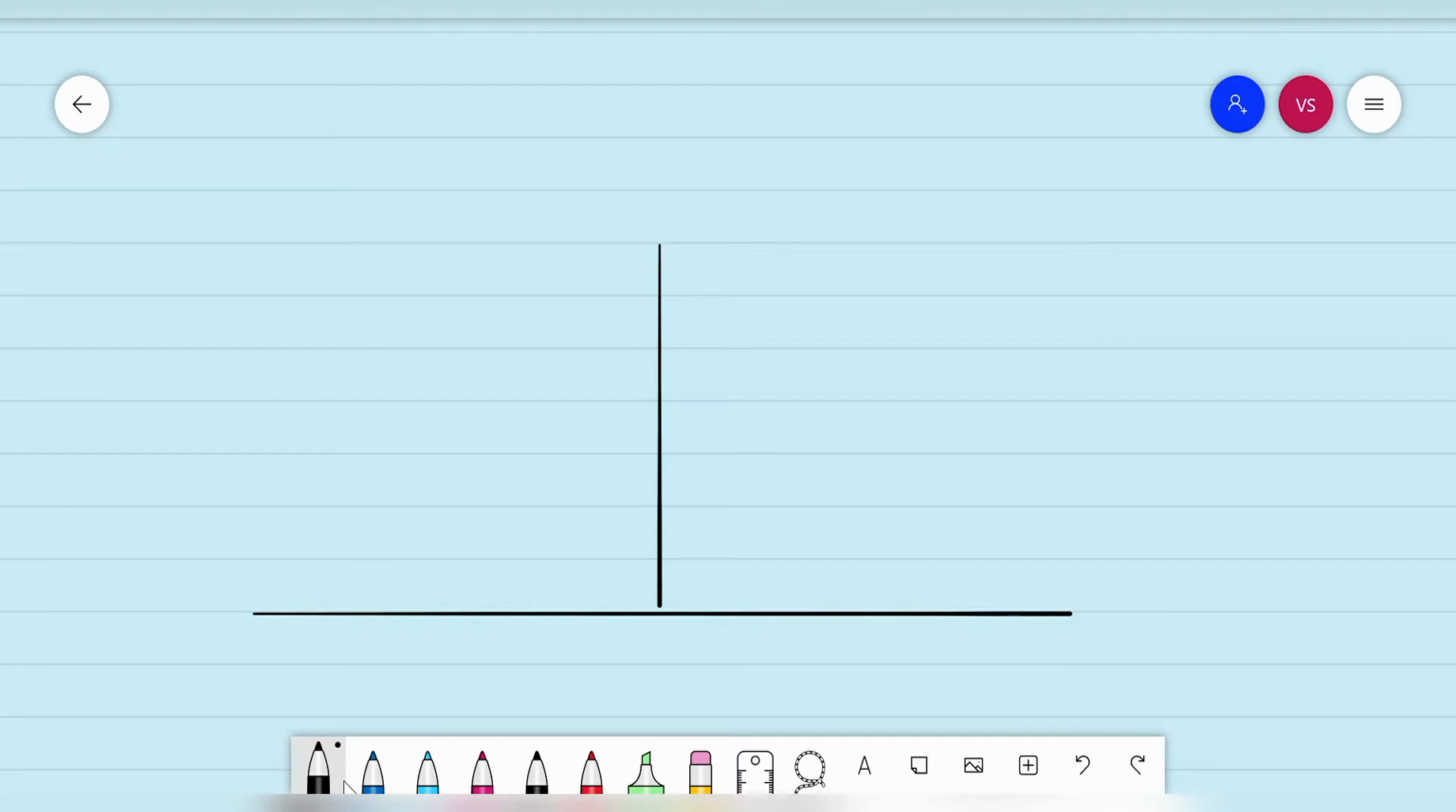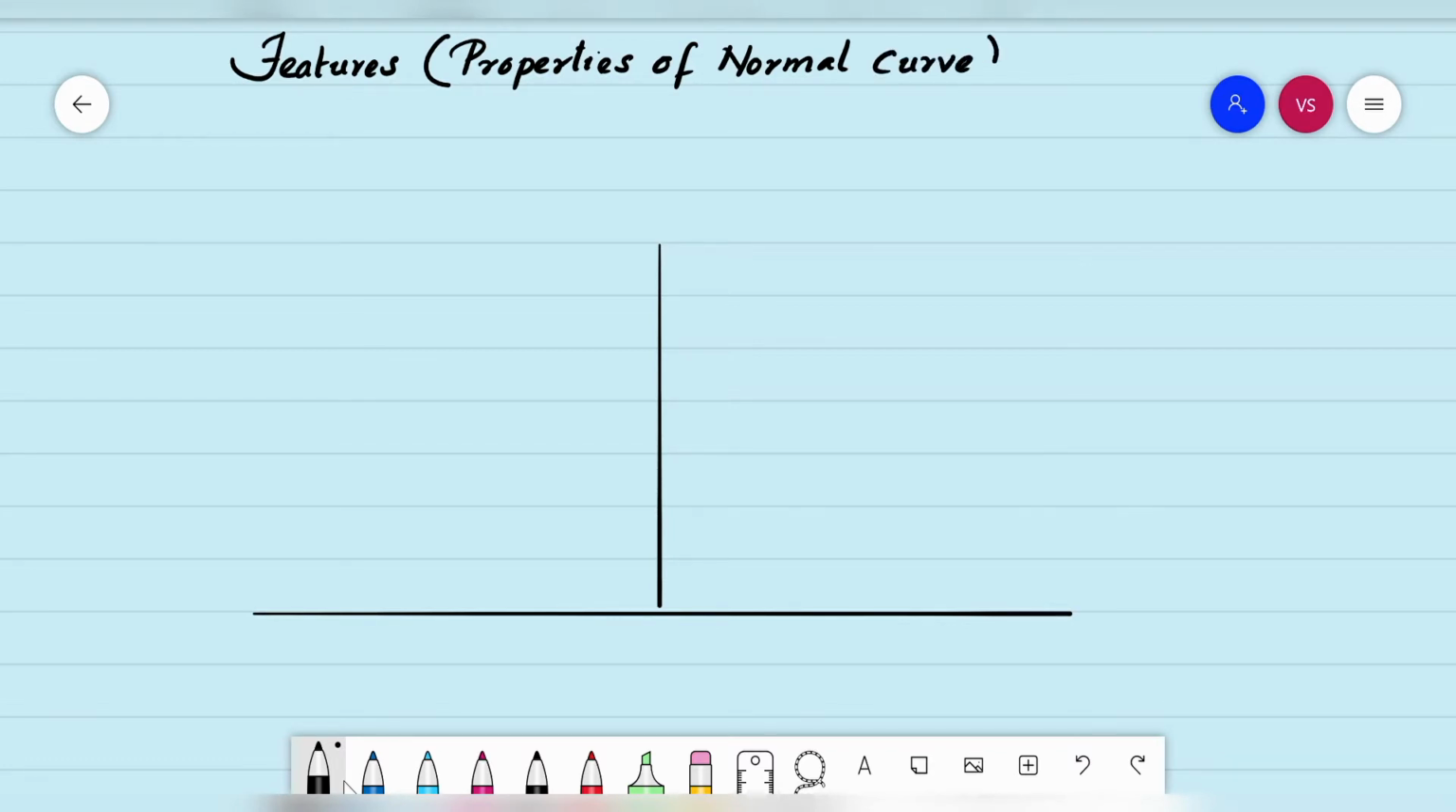Today, we will learn about features of normal distribution. Features, or we can also call them properties of a normal curve. Normal distribution, or a normal curve, we can say. These are the properties, the things that we can see for any type of normal variable. Okay, so you understand this.